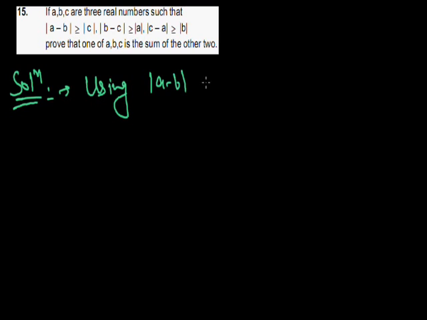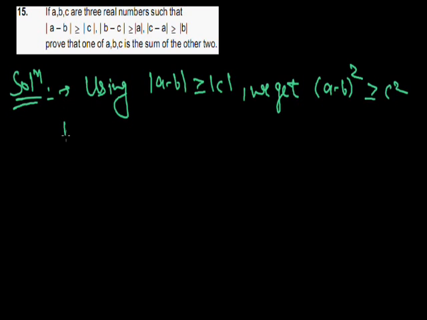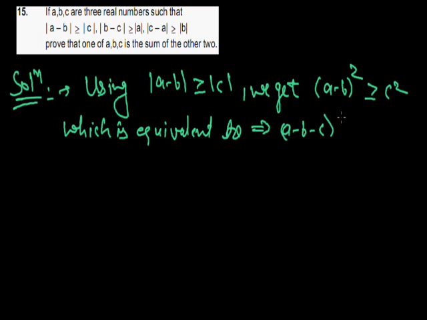To solve the given question, by using the given result, that is mod of (a minus b) is greater than or equal to mod of c, we get (a minus b) whole square is greater than or equal to c square, which is equivalent to, by using the identity x square minus y square is equal to (x minus y)(x plus y), (a minus b minus c)(a minus b plus c) is greater than or equal to 0.